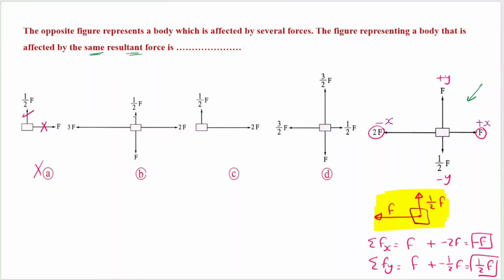What about this one? This is the y-axis. So this is positive y. This is negative y. So the sum of forces on the y-axis is equal to positive half F plus negative F. So it will be negative half F. So this object is affected by a force which is downward, which is equal to half F, which is wrong. So there is no need to continue. What about this one? Positive half F upward, which is correct. 2F, which is wrong in magnitude, and also it is wrong in direction because the force should be to the left. So this is also wrong.